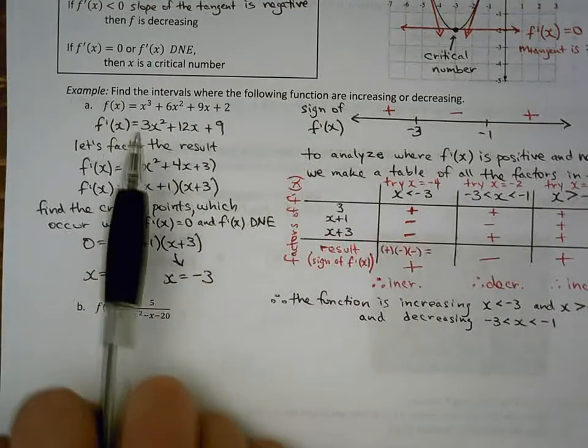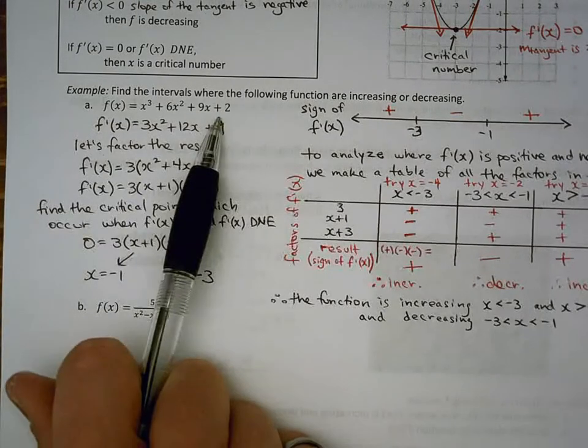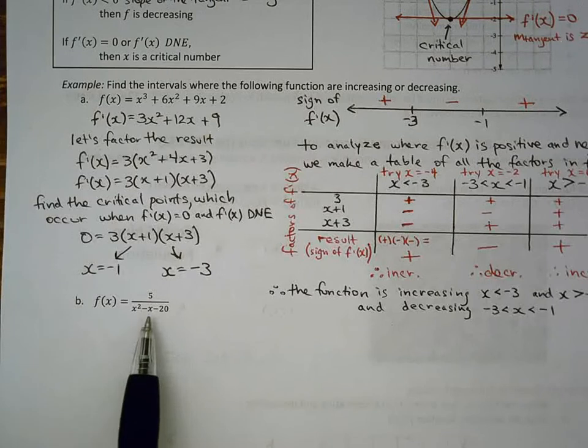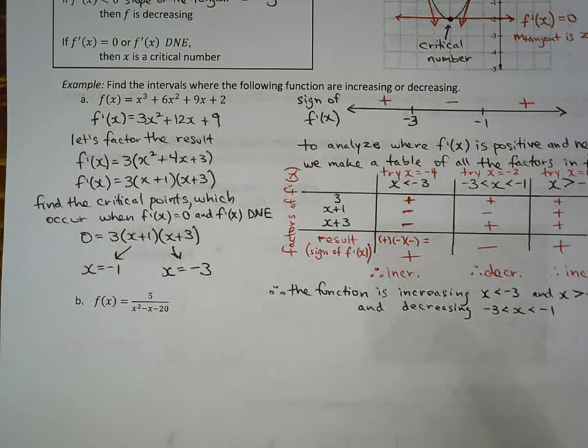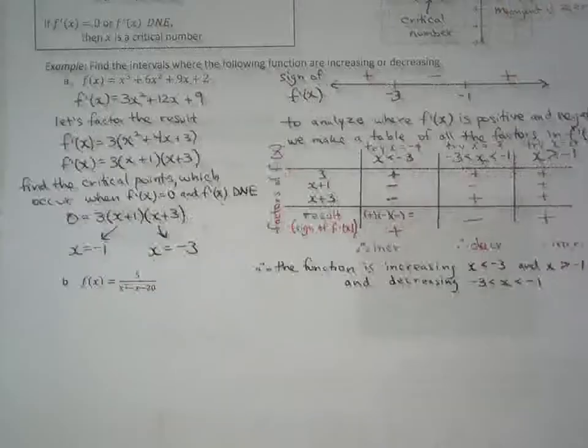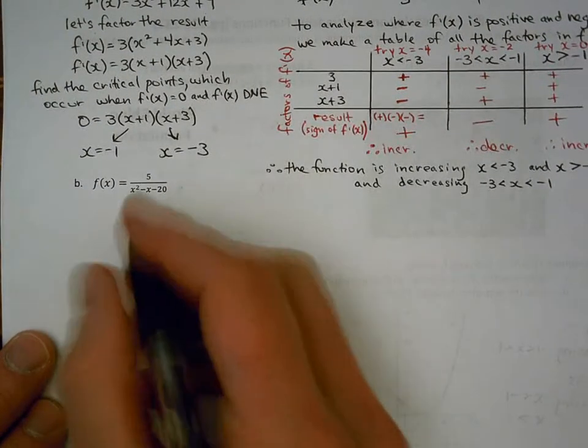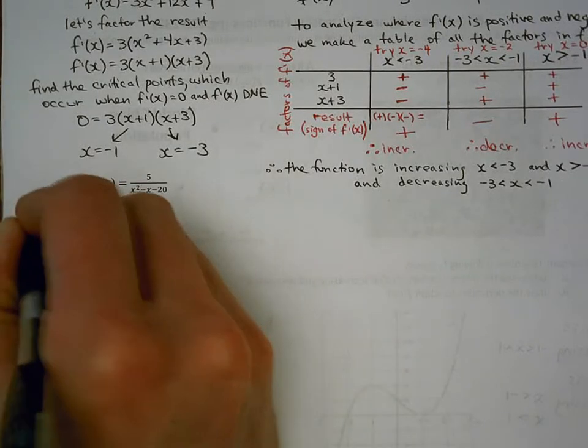Not all examples are going to be beautiful polynomial functions like this. One type that we're always going to see is a rational function like this. But we follow the same strategy. So how do I know where this function is increasing or decreasing? Well, I need to find the derivative. Hopefully you remember how to do derivatives of things like this.